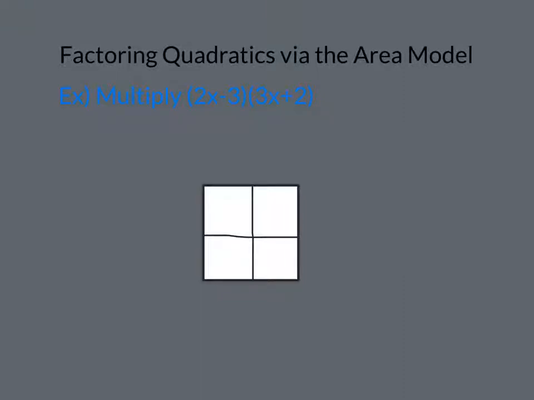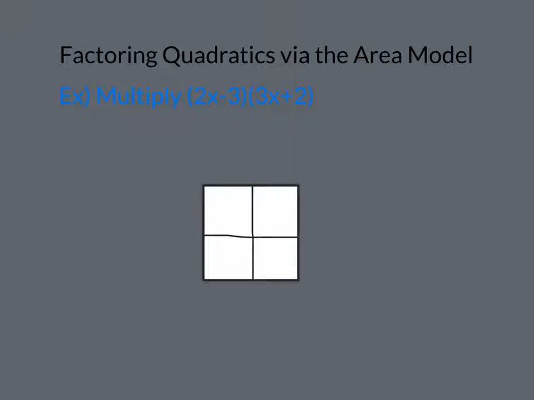So today we're going to learn about factoring quadratics using the area model. In order to do that, we first need to know how to use an area model in relation with quadratics. So I'm going to start with this first example here, where it says to multiply these two binomials together, 2x minus 3 times 3x plus 2. So let's go ahead and look at what we can do here.